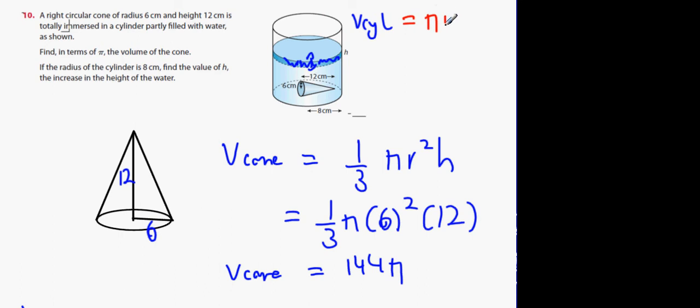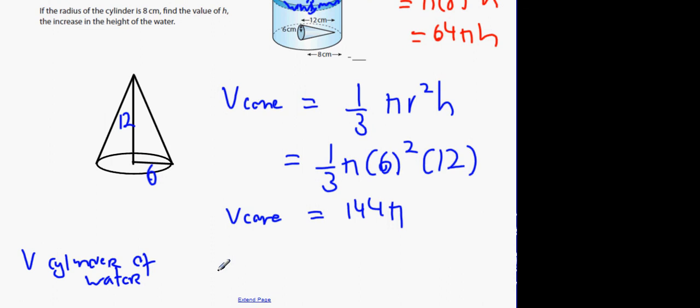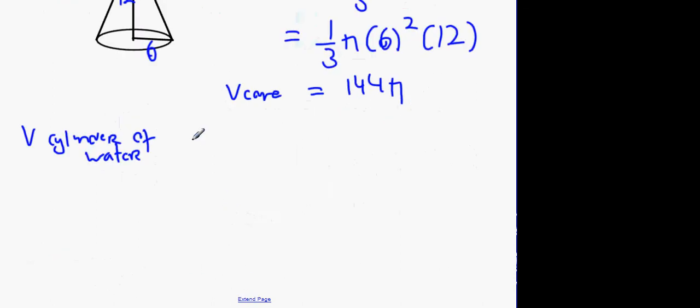It's pi r squared h, isn't it? What's the radius? 8. 8 squared, h. And that's going to be 64 pi h. Therefore, volume of the cylinder of water equals volume of cone. 64 pi h must equal 144 pi.